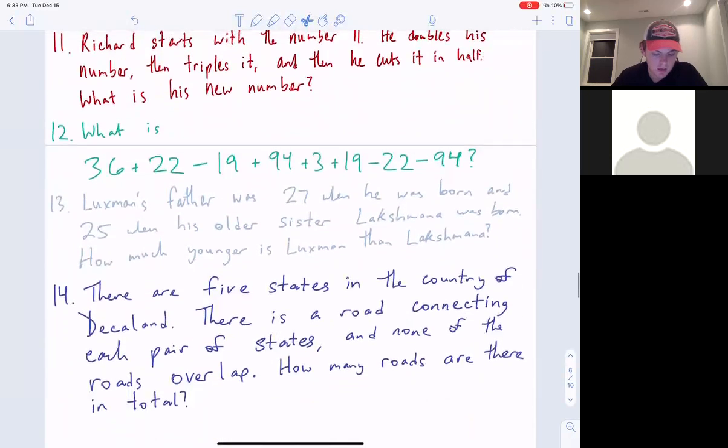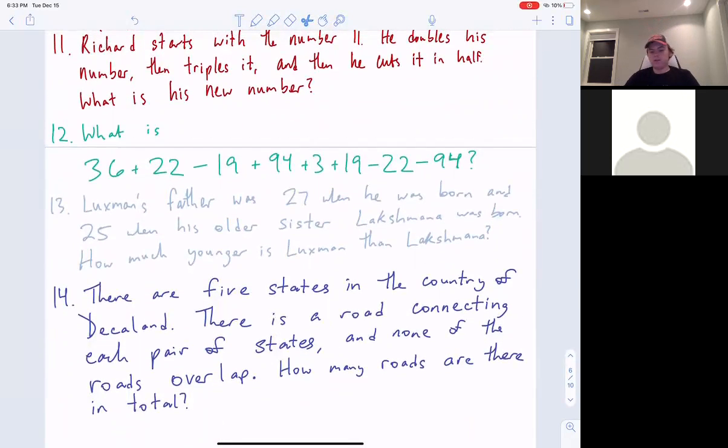And question 12, 36 plus 22 minus 19 plus 94 plus 3 plus 19 minus 22 minus 94. It's a mouthful, but there's some special tricks that you can use to figure that one out. Something that you might notice is this. There's a minus 19 and a plus 19. And if you think about what happens when you take something away and then give it back, then maybe that will be a hint about how you could figure this one out.